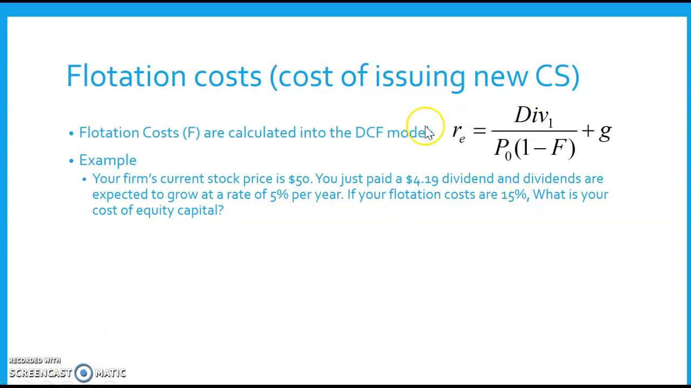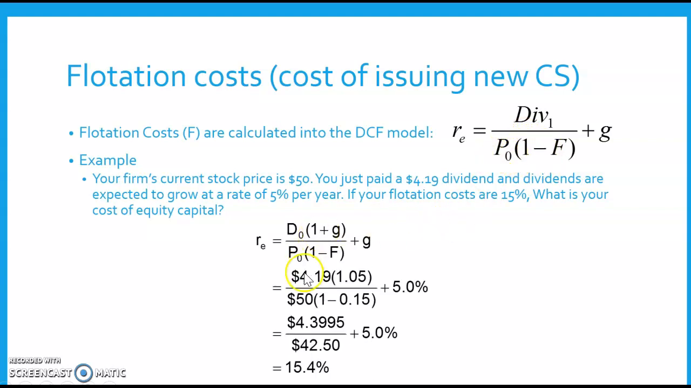Okay, so here's our adapted cost of equity calculation where we include the flotation cost. So remember before, it was just R equals the dividend yield, which is dividend divided by P0, plus G. Now, if we're talking about new stock, we're going to need to remember to multiply that denominator, that P0, times 1 minus F. So all I need to do is plug into this equation.